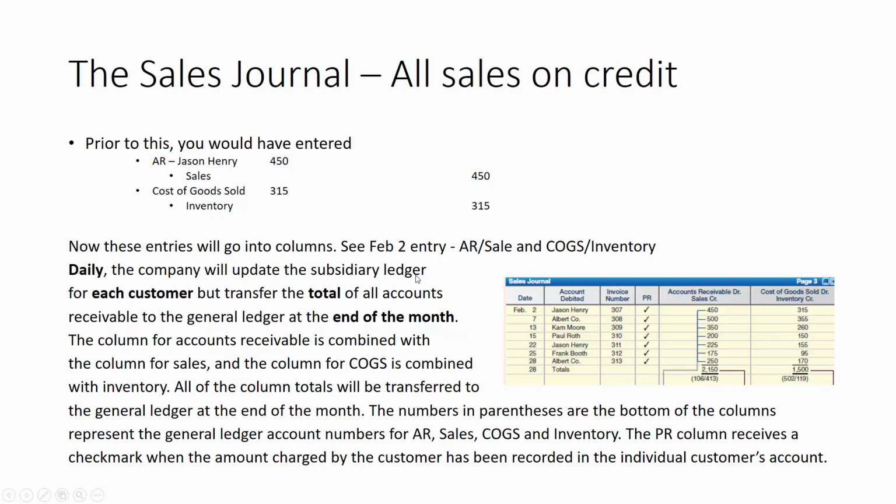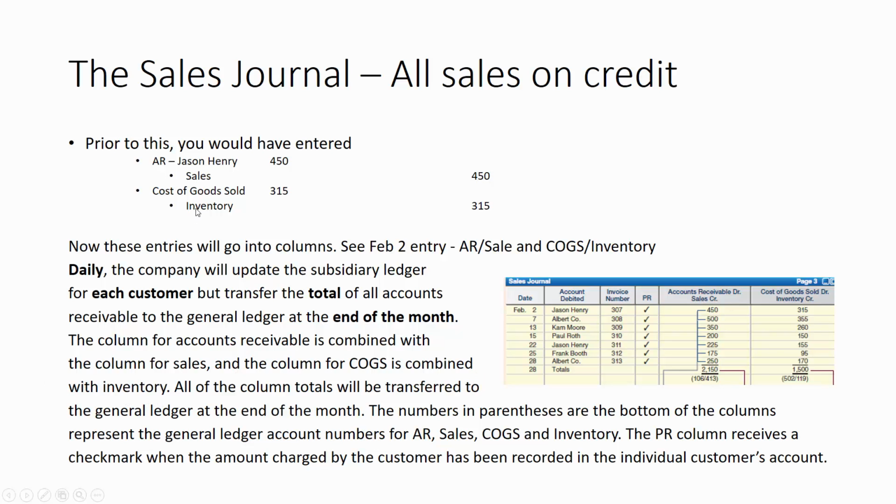Daily, the company will update the subsidiary ledger for each customer but transfer the total of all accounts receivable to the general ledger at the end of the month. So daily, they will be updating the accounts receivable for the customers but record the total at month end. The same was true for the sales. That will be recorded at month end. The column for accounts receivable is combined with the column for sales because the amounts are the same. The column for cost of goods sold is combined with inventory.